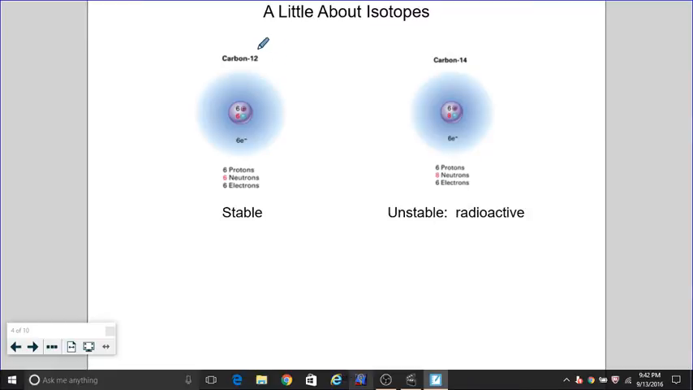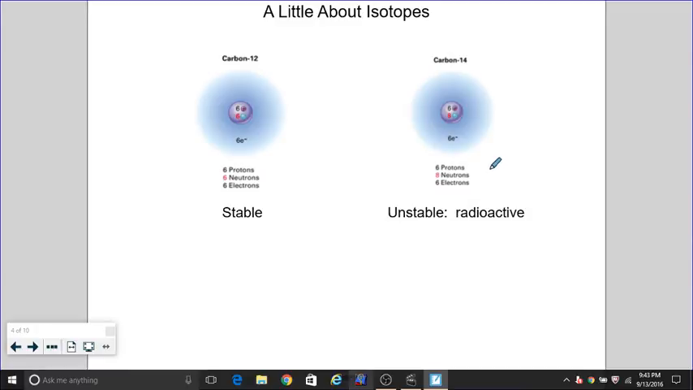Carbon-12 is a lot more common, and that's why when you look at the atomic mass of carbon, it's like 12.001 or something like that. There's only a small percentage that's carbon-14. Carbon-14 is not stable. That means that it can't hold itself together, and it has to do with the extra neutrons.